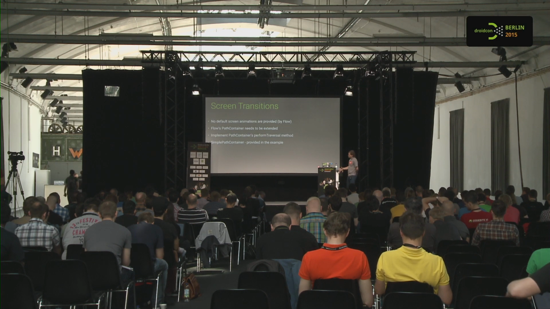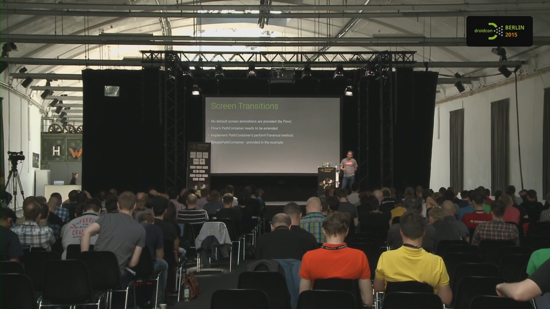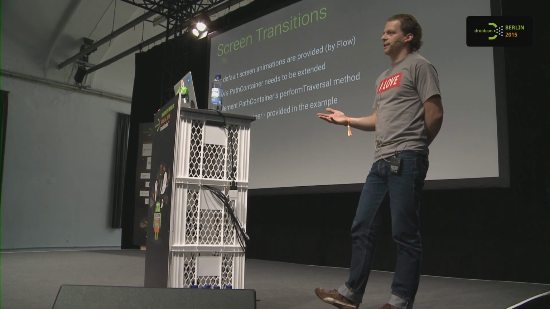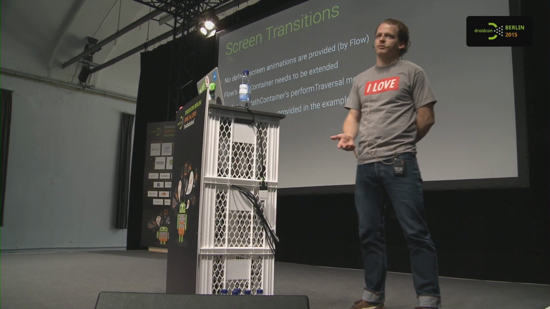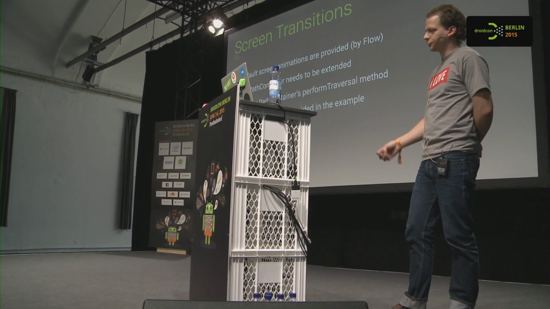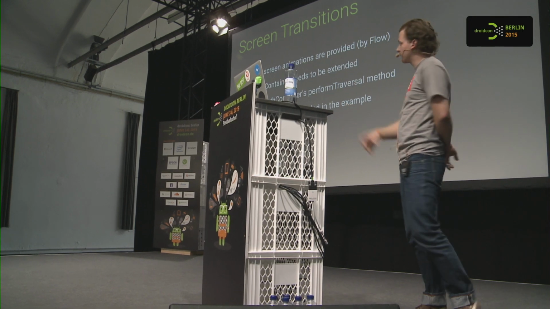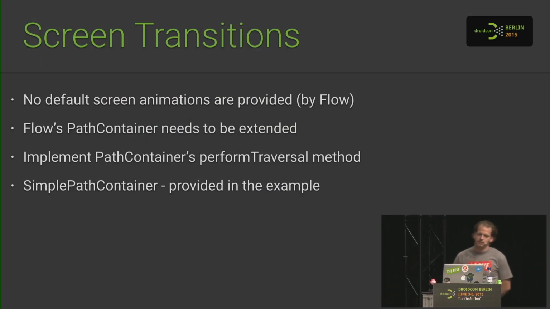Since we covered the navigation, doing that navigation, you also want some kind of screen transitions. That's something that doesn't come out of the box with Flow, but in Square's sample library, they have a simple path container. The last item actually implemented that has some sliding navigation. But yeah, it doesn't come with anything out of the box, which also makes it very nicely extensible. So if you want some crazy flying transitions, you can build those.